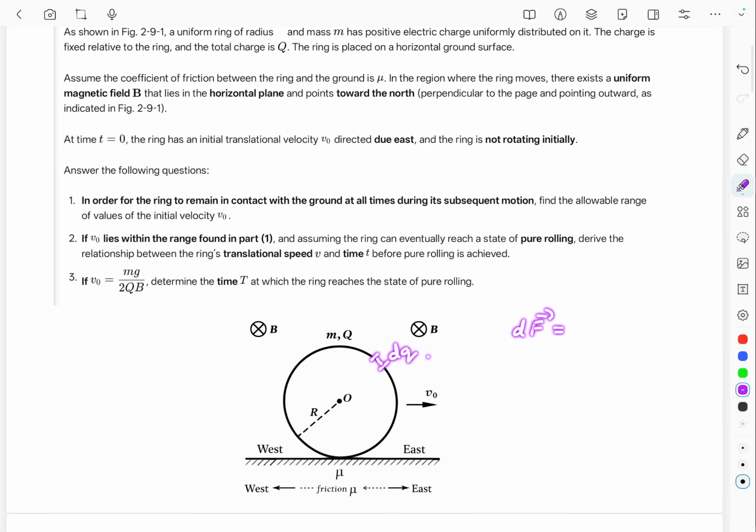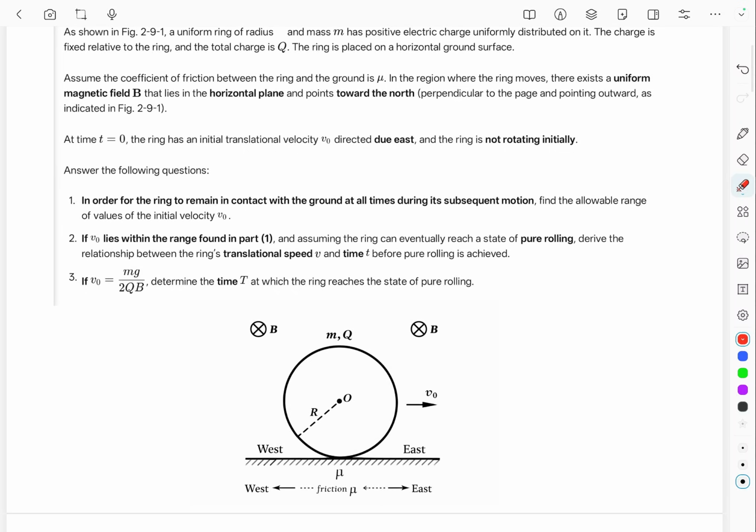As we only have a magnetic field here, the force is dq multiplied by the velocity vector of charge dq, cross B. Then we integrate it over the entire ring to find the net Lorentz force acting on the ring. That is what we'll be doing.